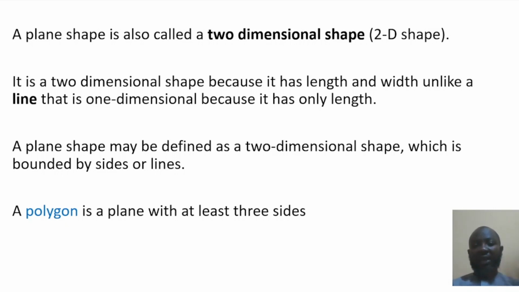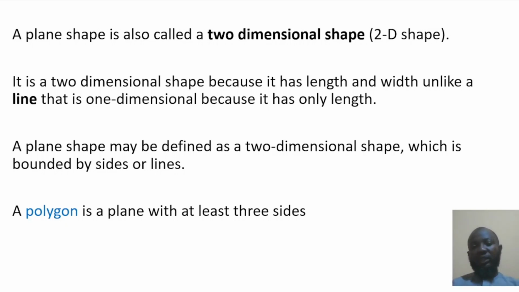So when you have a flat surface, flat shapes are what we refer to as plane shapes. I hope that is clear. Then I've explained this. A plane shape may be defined as a two-dimensional shape which is bounded by sides and lines. So a plane shape is a two-dimensional shape that is surrounded by lines, which are also referred to as sides. That is what we refer to as a plane shape.